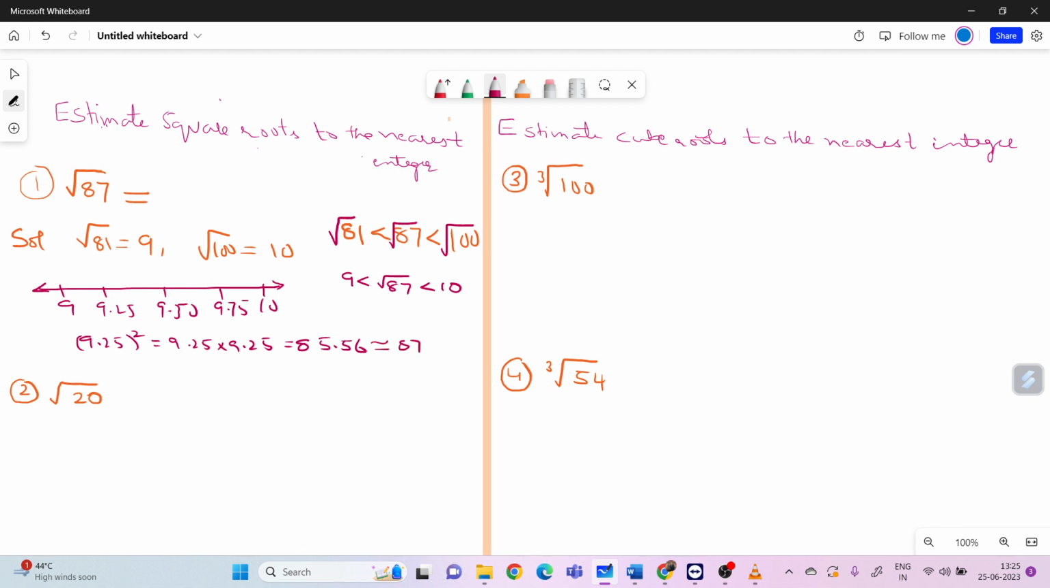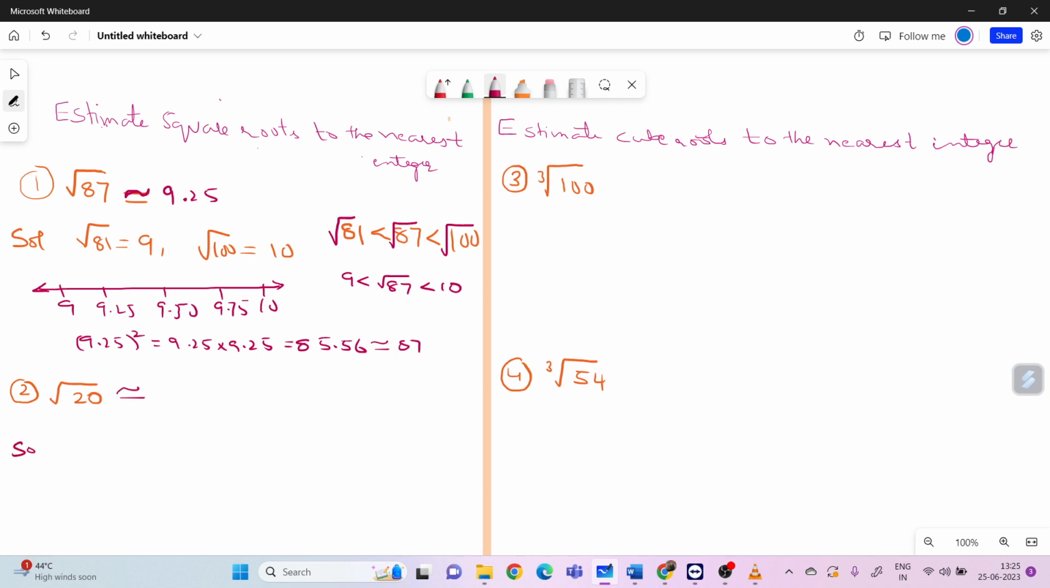If we take 9.50, it will be more. So therefore, square root of 87 is how much? Square root of 87 is 9.25. We can't write equal, so it is nearly equivalent to 9.25. One more problem, we will go for this also.